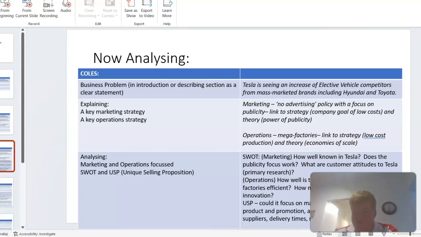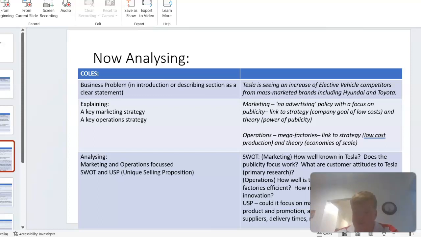Does the publicity focus work that Tesla works on? See if you can find some research on how much publicity Tesla are getting, how often are they mentioned in media, and what are customer attitudes to Tesla. You might look at doing some primary research or getting some primary research from existing reviews.